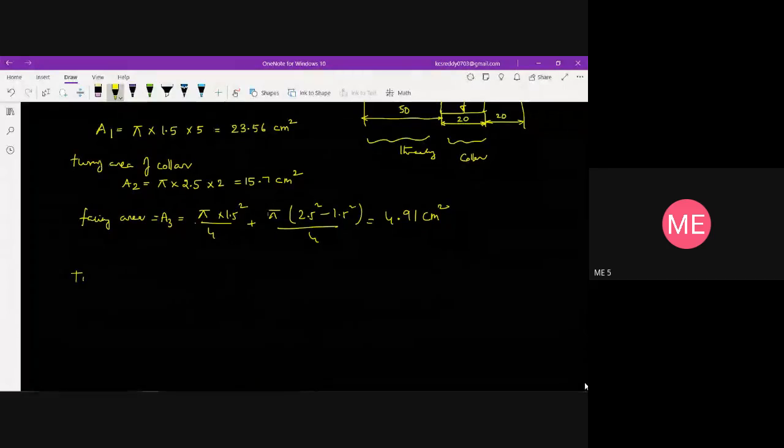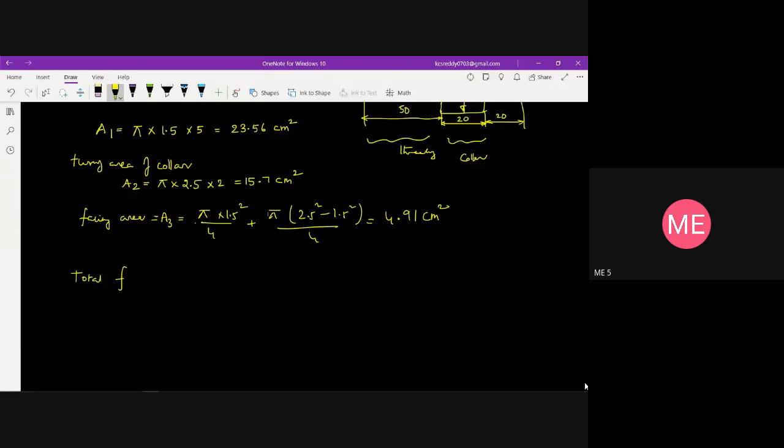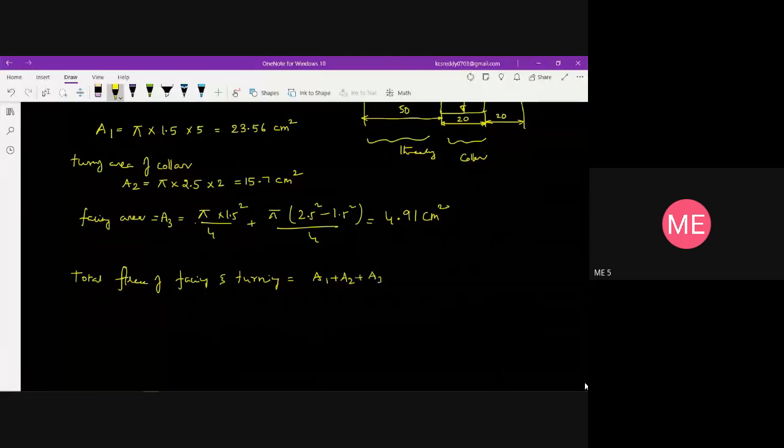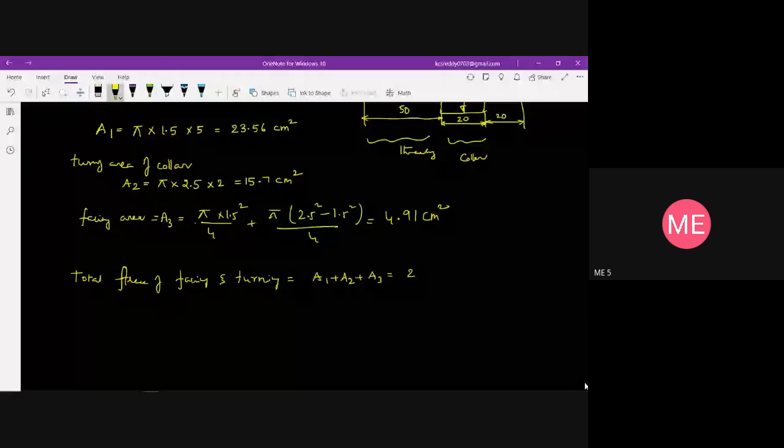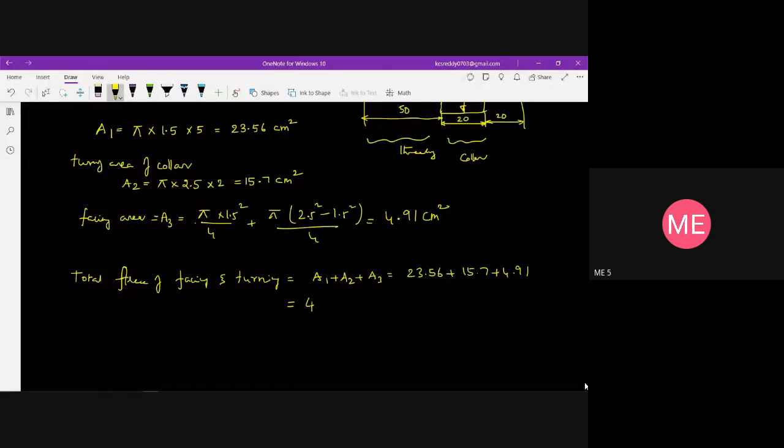Now total area of facing and turning, which you can take as A1 plus A2 plus A3. So which is 23.56 plus 15.7 plus 4.91. If I sum it all up, I'm going to get 44.17 centimeter square.